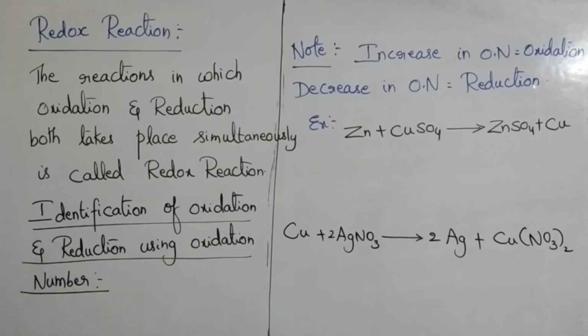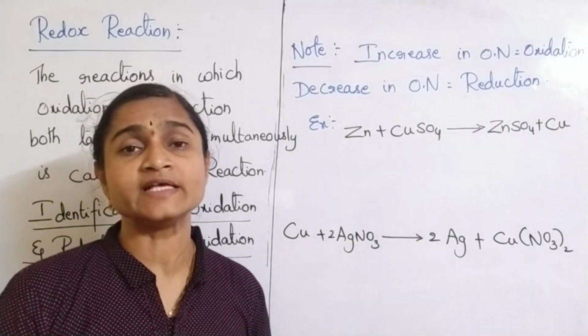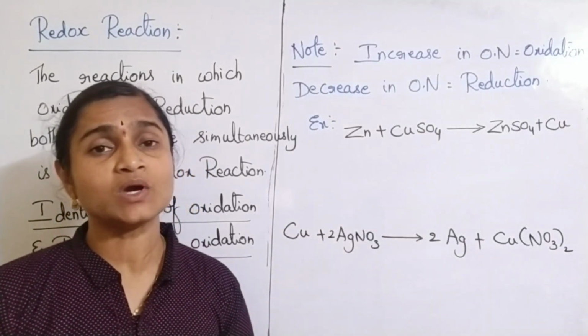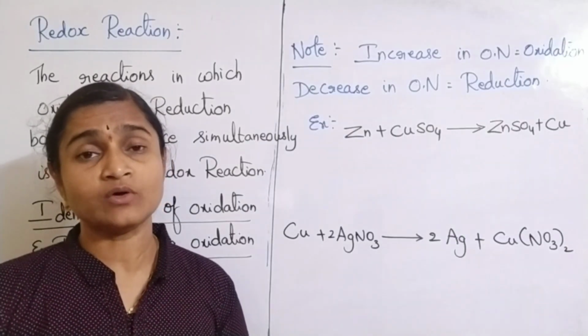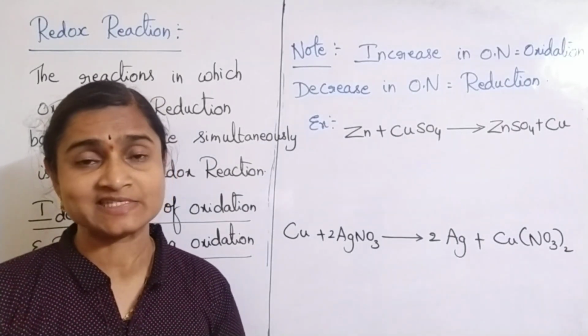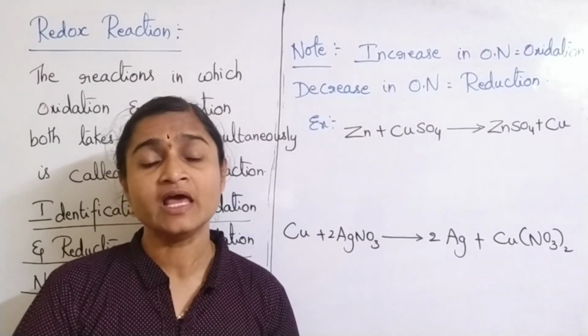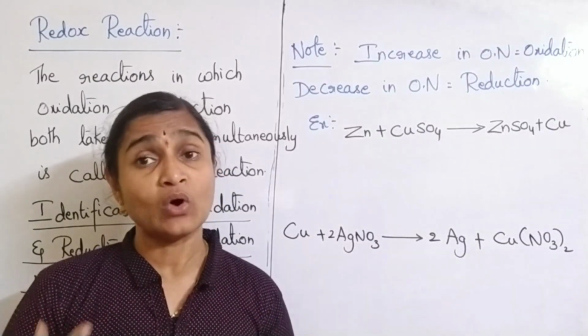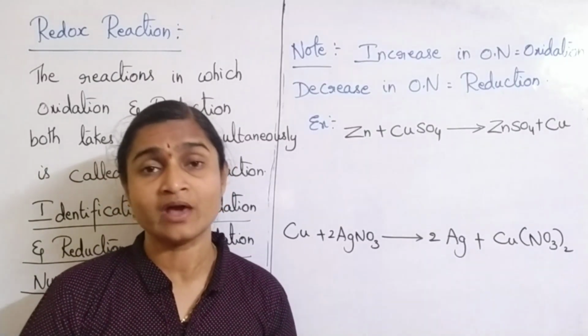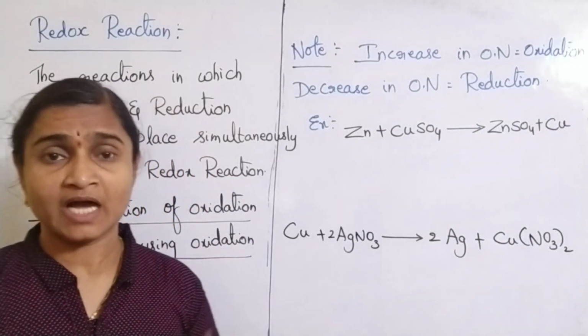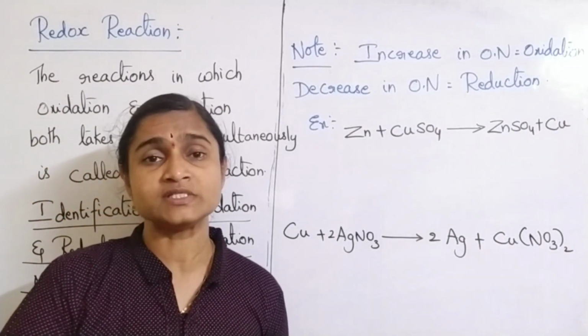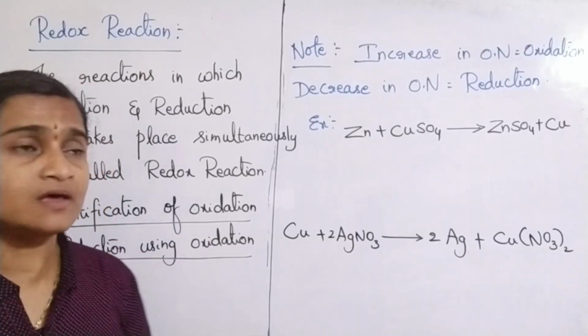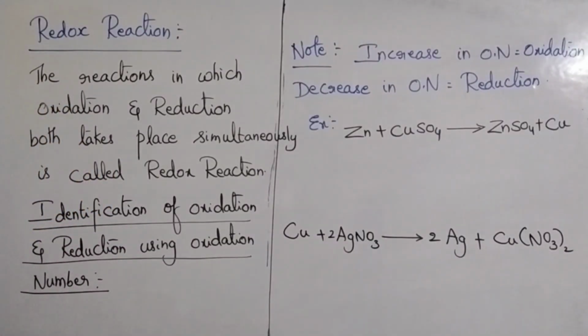Now, redox reactions are the reactions in which both oxidation and reduction take place simultaneously. Whenever any reaction is given, it's very difficult to remember all four definitions we have learnt. Instead of identifying addition of oxygen, removal of hydrogen and so on, we have a better way to identify redox reactions: by identifying the change in oxidation number.